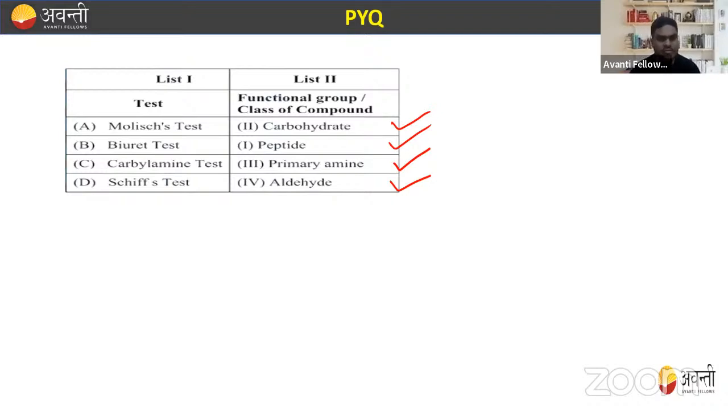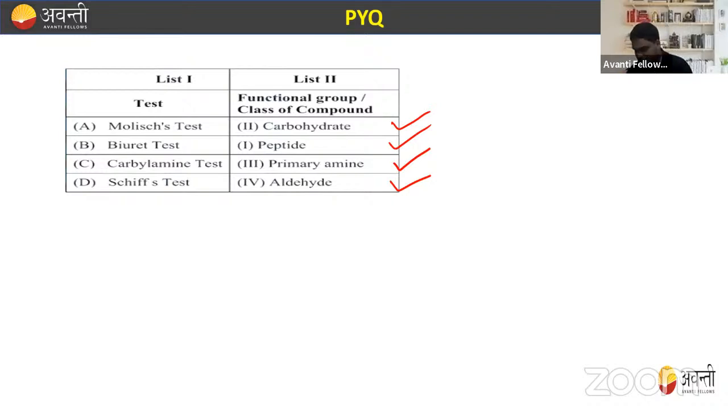So just try to learn this, because this is one of the important things. If you learn this, then you will get to know which test is used for which compound or functional group, and which test we are going to use, right?